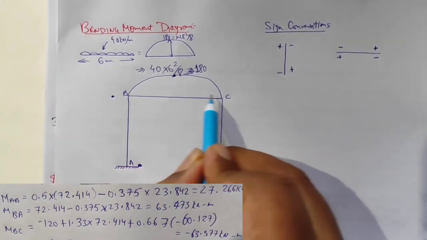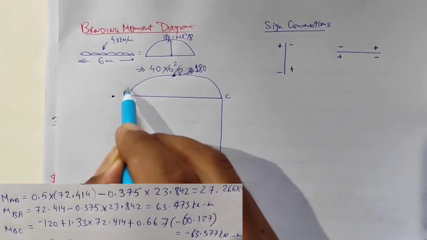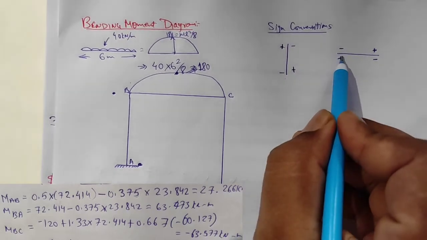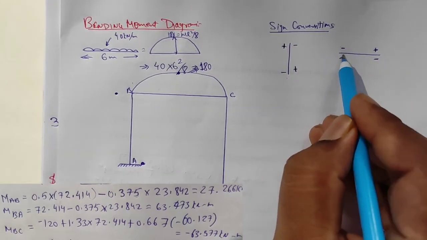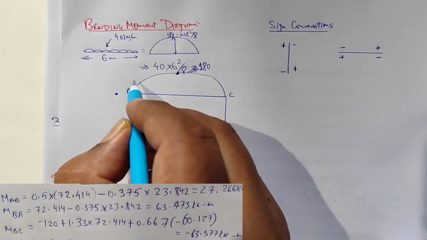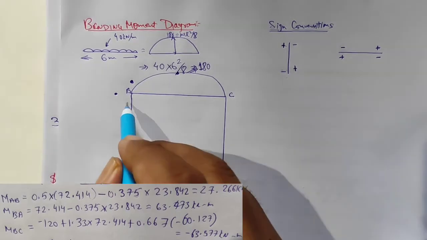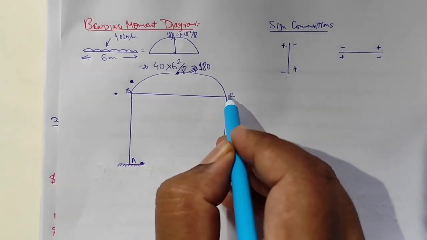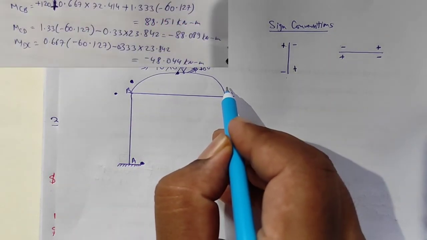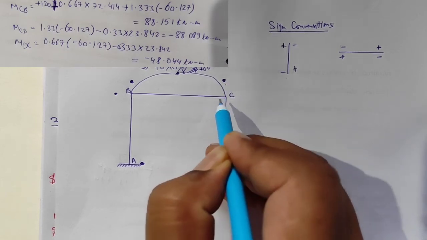Again, for the member BC, the value of MBC will be negative 63.50. That is referring to this sign convention, that is negative value is on the upside of the B. Value will be negative 63.577, somewhere here. Again, we'll go to this side and now the value is positive 88.100. So it will be somewhere here.